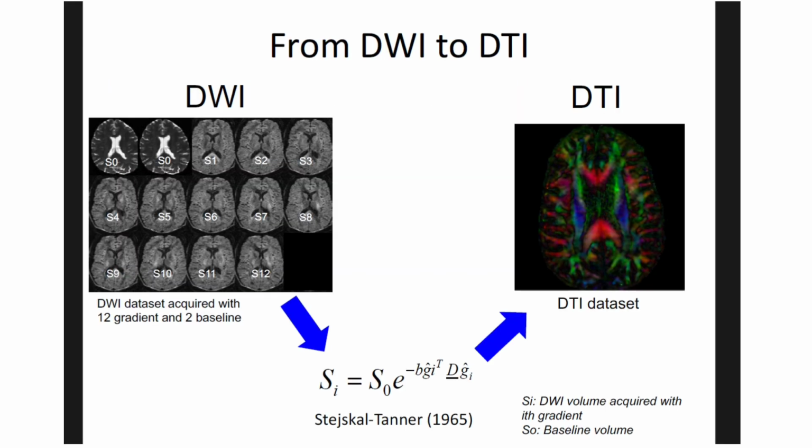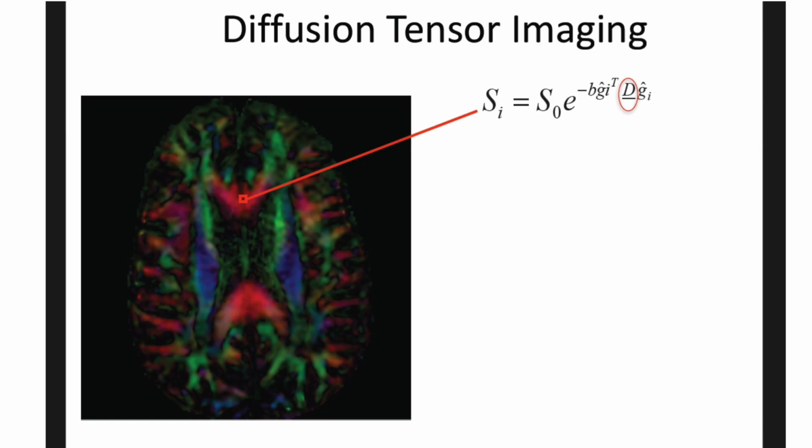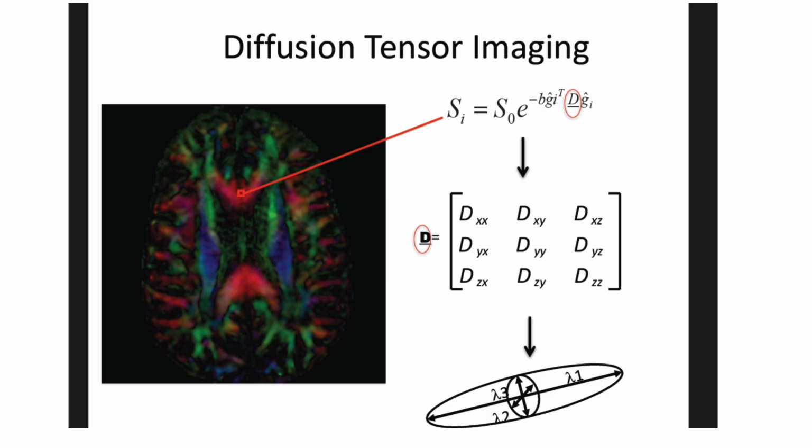Multiple DWI images are captured, each with a different direction of diffusion sensitivity. Sometimes 12, 41, or even more directions. Each of these images gives us information about how water moves along that specific direction. By combining all of them mathematically, we can estimate something called the diffusion tensor. That's why it's called diffusion tensor imaging, or DTI.